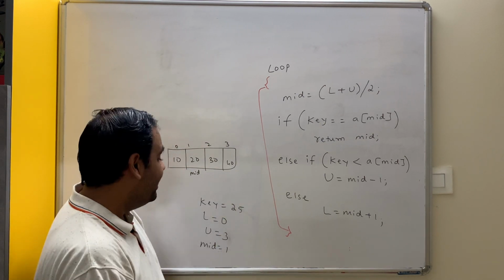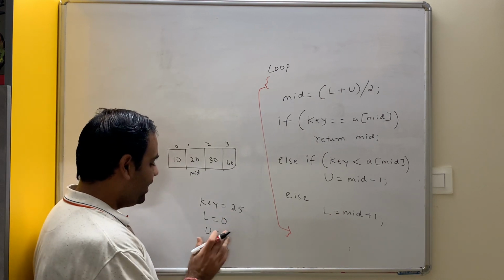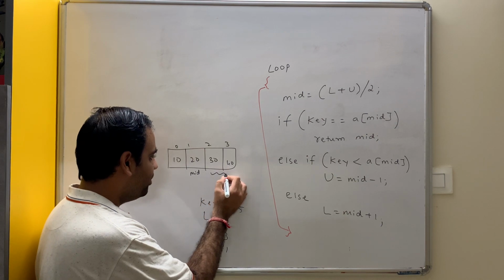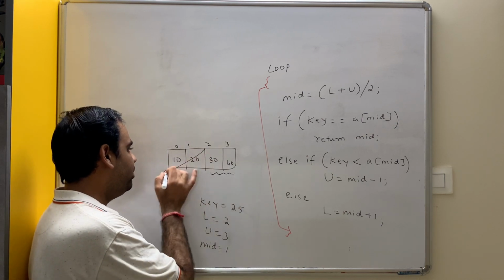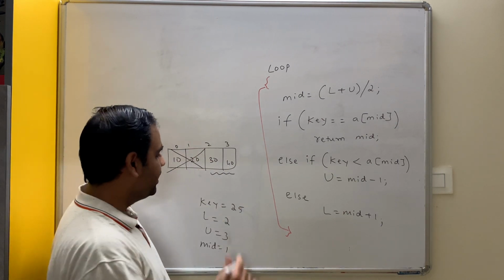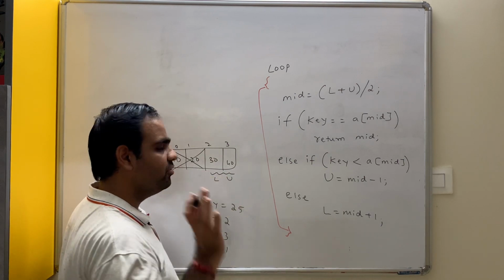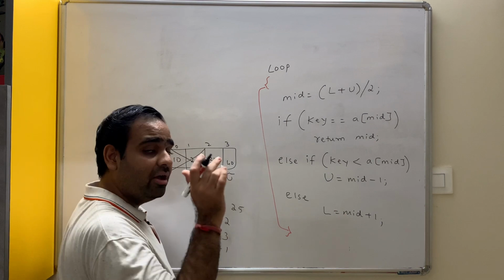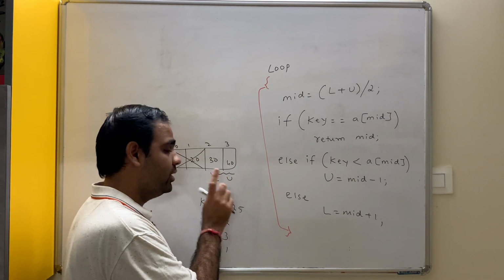Are you getting it? Hence, we say lower limit is equal to mid plus 1. What is mid plus 1? It becomes 2. And this is the search area, and this part of the array is discarded. Now, this is the lower limit. This is the upper limit. This is where we want to search. Still, are there elements in the array? Yes. And always remember, array is between lower limit and upper limit.